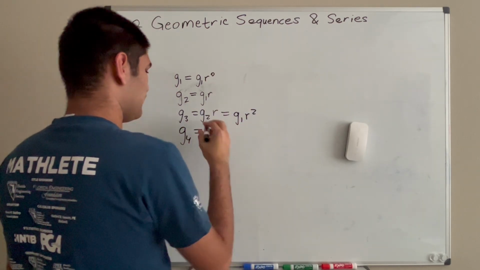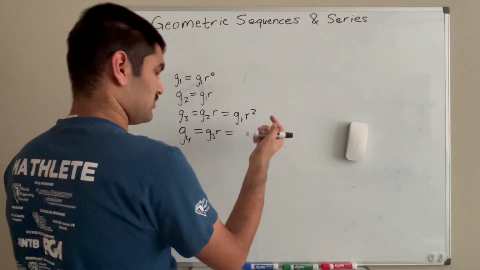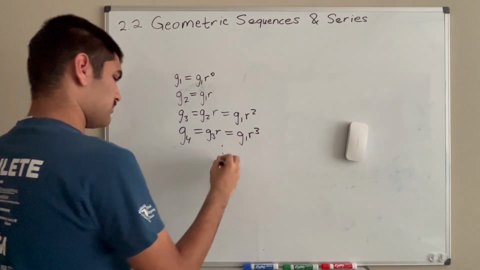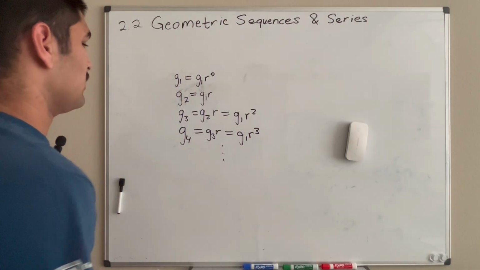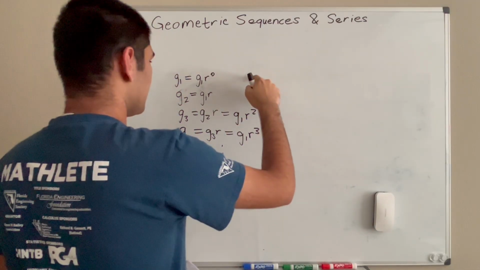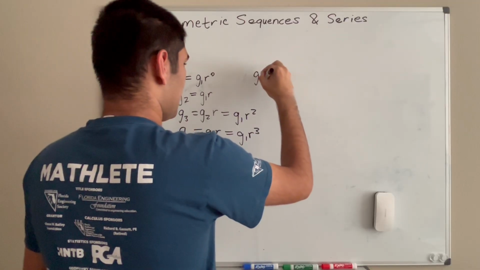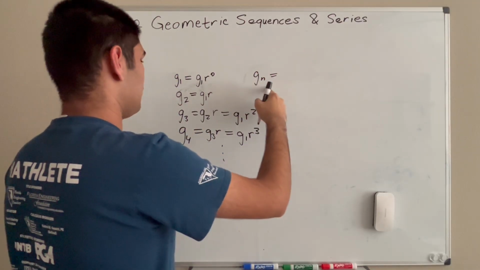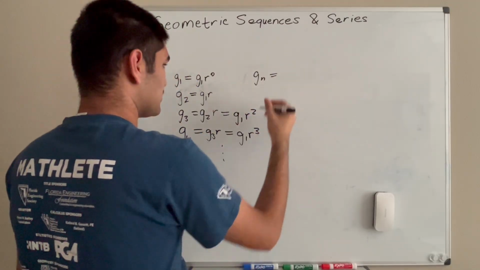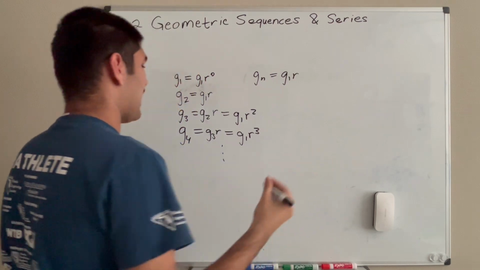And then G4 is just G3 times R, but we know what G3 is, it's just G1 times R squared. So this just becomes G1 R cubed. And this process just continues. But I think we can see a pattern just from these four terms. It's a pretty similar pattern to the arithmetic sequences. So if we take Gn to be our general term, then notice that all of these have the form G1 times R to some power. Now what power is it?